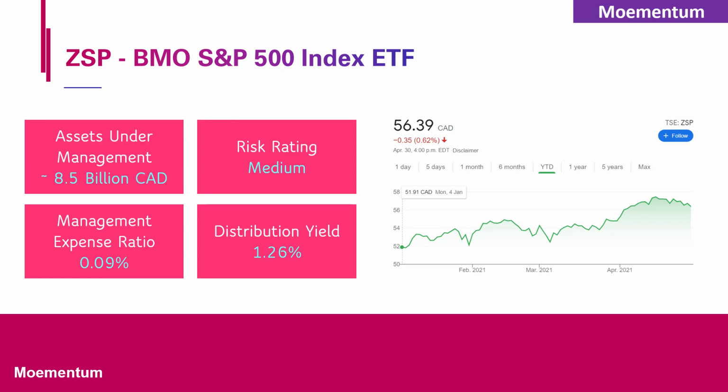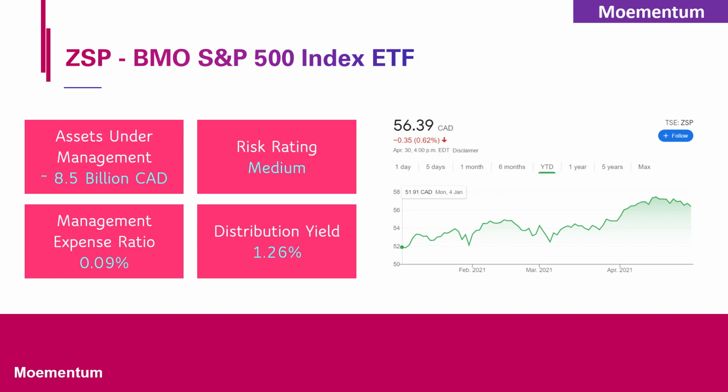ZSP has $8.5 billion assets under management and currently has an annualized distribution yield of 1.26%, which is paid on a quarterly basis to shareholders. You can think of your distribution yield similar to the dividend income you earn by owning your stock. So if you invested $10,000 in ZSP, in a year, you could expect to get back $126 at distribution income, and this is aside from the potential growth in the value of your investment through appreciation.